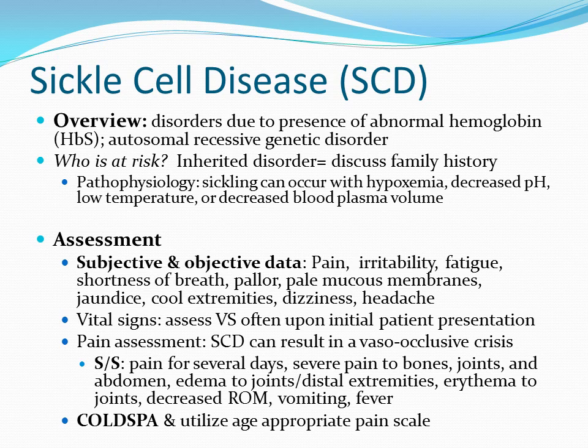So, sickle cell disease includes disorders due to the presence of abnormal hemoglobin, HbS. It is an autosomal recessive genetic disorder. Who is at risk? The occurrence is more common in people with descendants from countries near the equator. Equatorial countries include Central Africa, the Middle East, Mediterranean, and India.